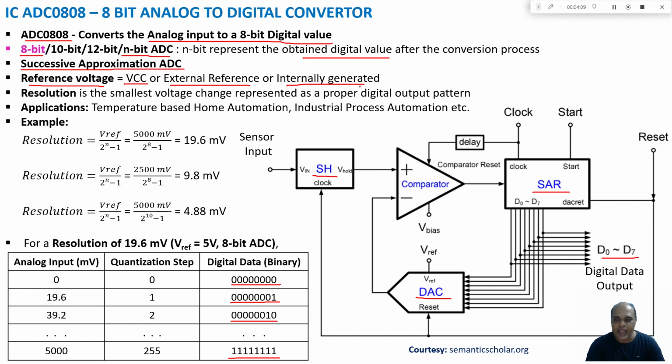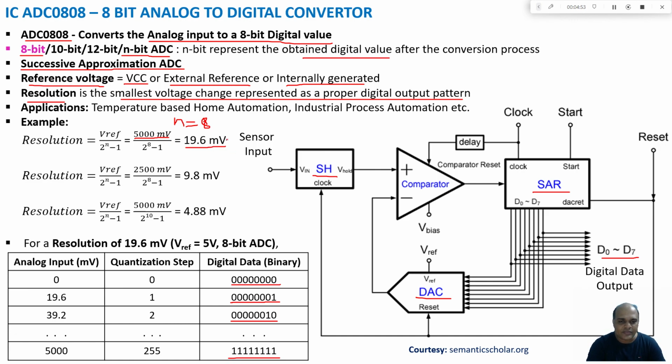One of the key aspects of your A to D converter is resolution. Resolution is nothing but the smallest voltage change represented as a proper digital output pattern. If I want to calculate a resolution, for example, let us take an 8-bit ADC, so N equal to 8 bits. And I am going to take a reference voltage of 5 volt, which is nothing but 5000 millivolt. The resolution is computed using this formula, V reference divided by 2 power n minus 1, which is nothing but 5000 millivolt divided by 2 power 8 minus 1, which turns out to be 19.6 millivolt.